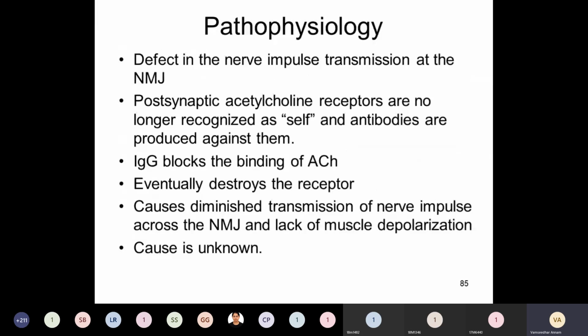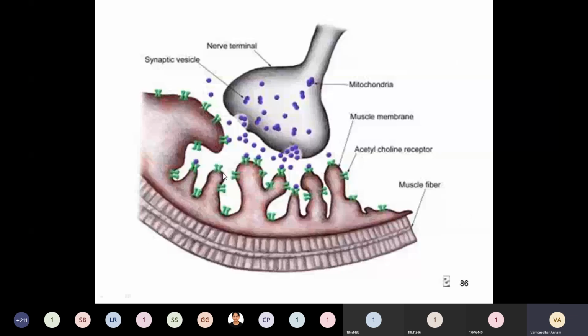What's the pathophysiology? Here you already know that there are antibodies directed against the acetylcholine receptor at the NMJ. This image you must have seen many times. This is the NMJ, this is the nerve terminal, this is the muscle fiber. You are seeing acetylcholine. This is the muscle membrane. So antibodies are directed against these acetylcholine receptors.